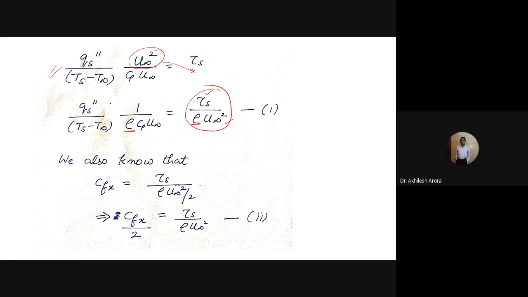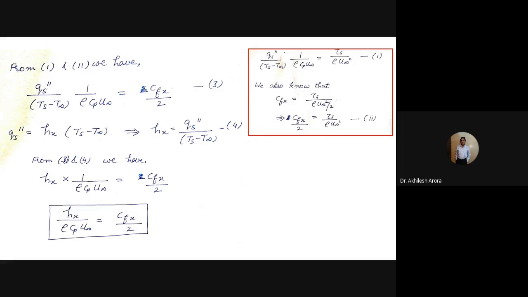You must remember that Cfx is given as tau s divided by rho u infinity square divided by 2, and this is actually equal to the Cfx value. Then we get that Cfx by 2 is equal to tau s divided by rho u infinity square. So the right hand side of this equation is nothing but Cfx divided by 2. Here we have written it as Cfx divided by 2, and then let us see the Qs double dash.